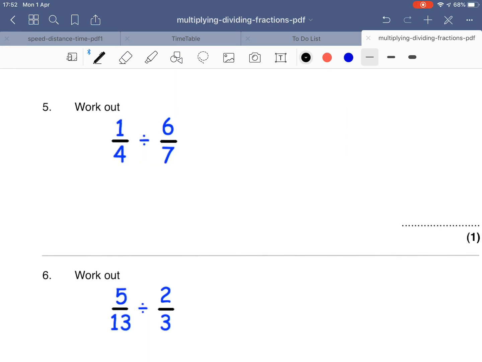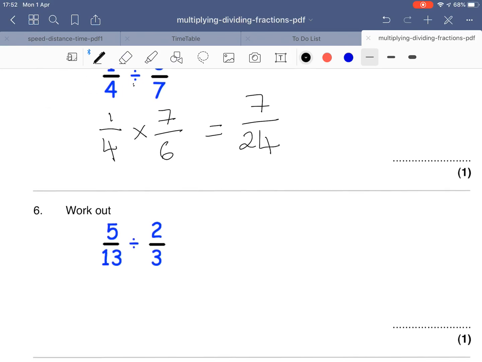So let's have another go. So remember, keep the same, change it, and flip it. I know it's KCF, not KFC, but that's how you remember it. So we're going to keep this one the same, so that one stays as 1/4. We're going to change this divide into times, and we're going to flip this fraction to get 7/6. Now we just times the top two numbers. 1 times 7 is 7, and 4 6s are 24. The only number that goes into 7 and 24 is 1, so we can't simplify that. See, in the question they haven't asked us, because they can't.